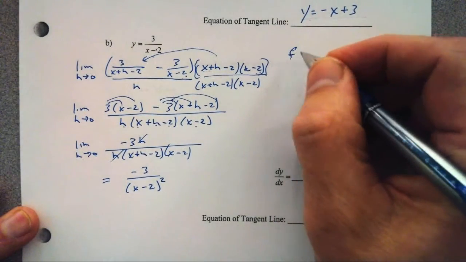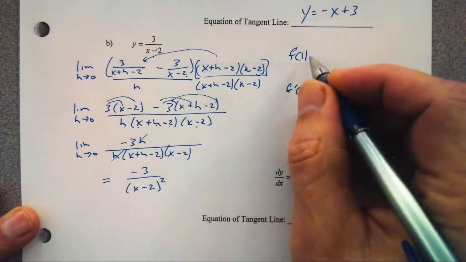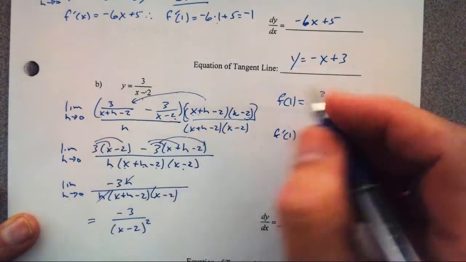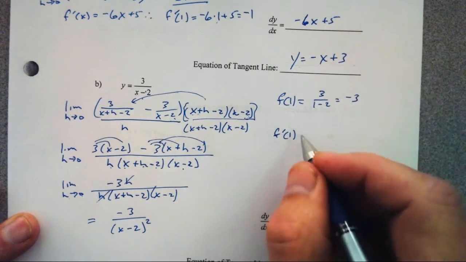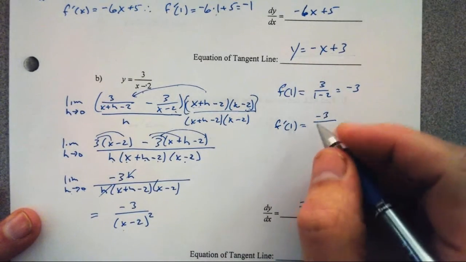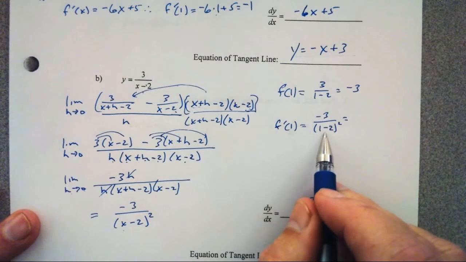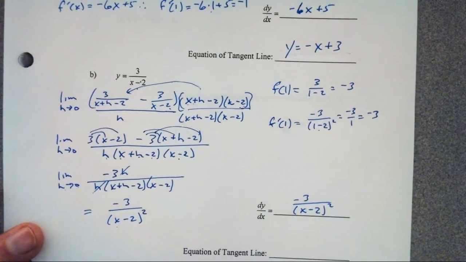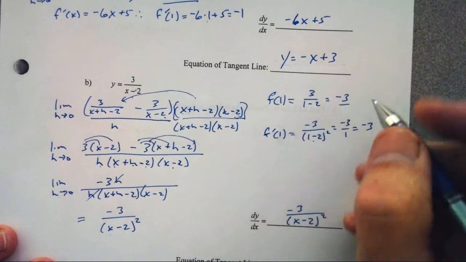I need now to find f of 1, and I need to find f prime of 1. F of 1 equals 3 over 1 minus 2, or 3 on negative 1, negative 3. F prime of 1 equals negative 3 on 1 minus 2 squared, or negative 3 on negative 1 squared, negative 3 on positive 1, or it's negative 3 as well. Coincidental.